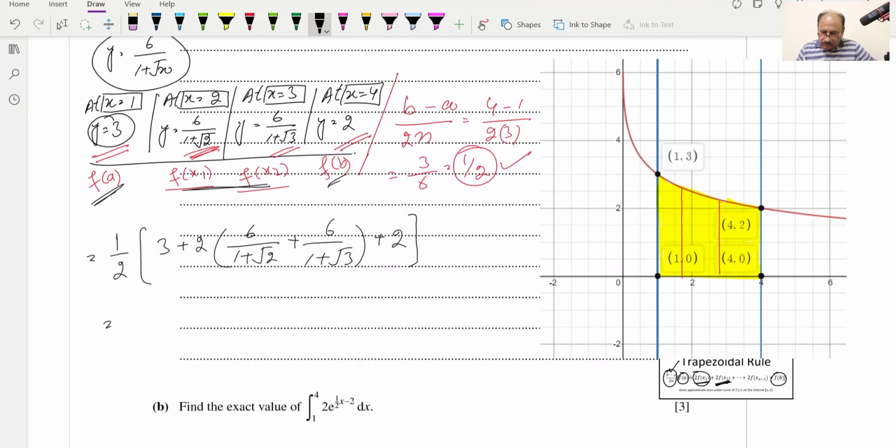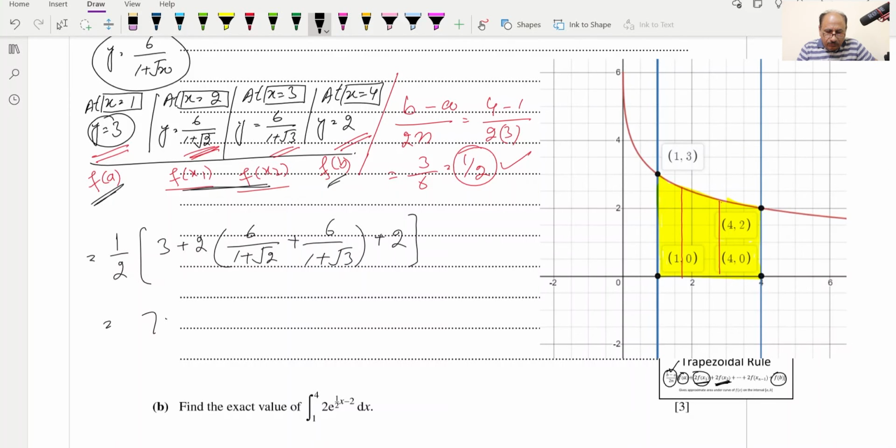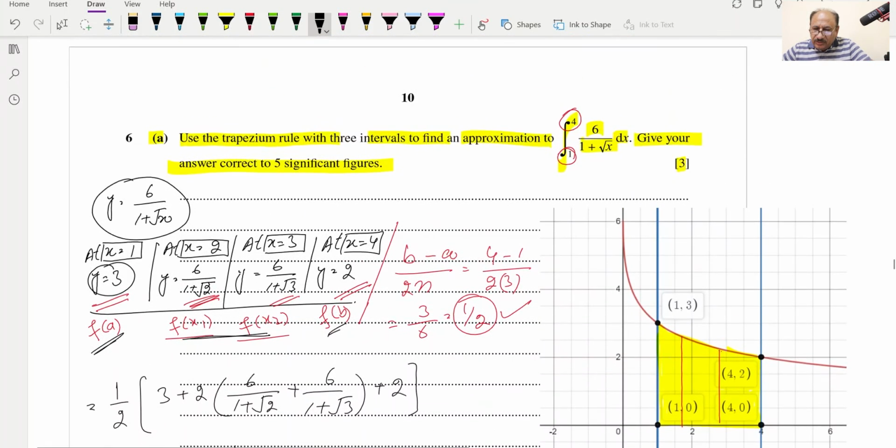Now we will be just typing this in the calculator and getting the answer. So 0.5 in brackets, this will be 3 plus 2 in again brackets, 6 over, this will be 1 plus square root of 2, and next will be plus 6 over 1 plus square root of 3, and next bracket will be closed, and plus 2 and the final bracket close, and this will be equal to 7.1814. This will be in square units, the area for this one.